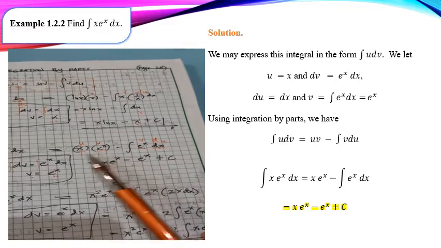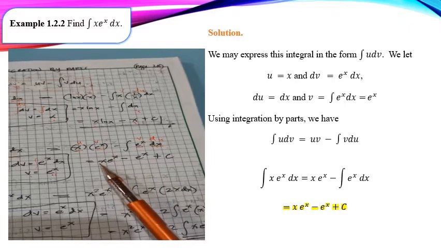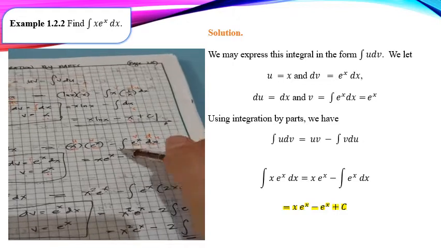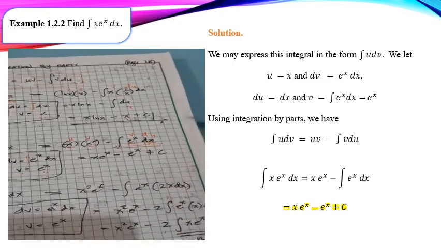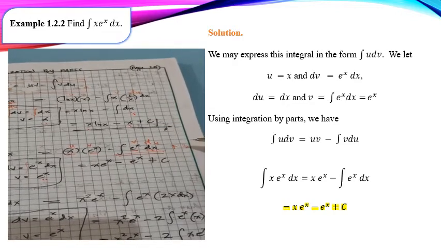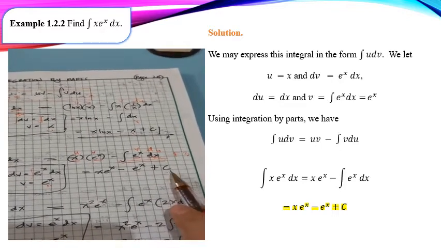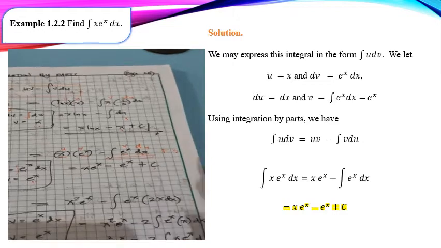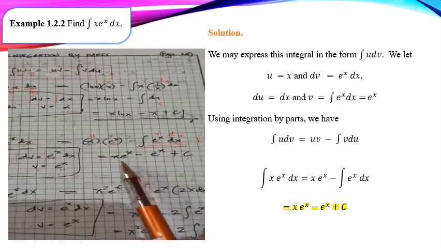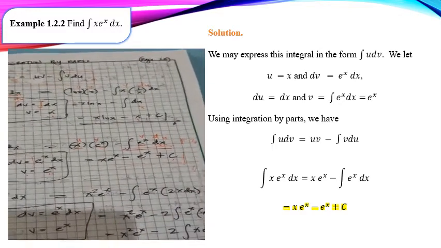So, eto, i-times lang natin yan. So, e to the x times x is x e to the power of x minus the integral of this. Okay, the integral of this term is from formula number 3 sa techniques of integration, page 20, is equal to e to the x. And then, at the end of the integration, kailangan may constant tayo na idadagdag. So, therefore, the integral of x e to the x dx is equal to x times e to the x minus e to the x plus the constant c.